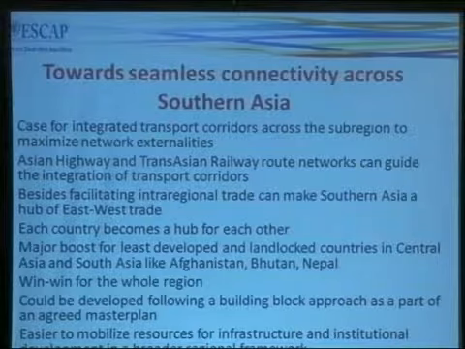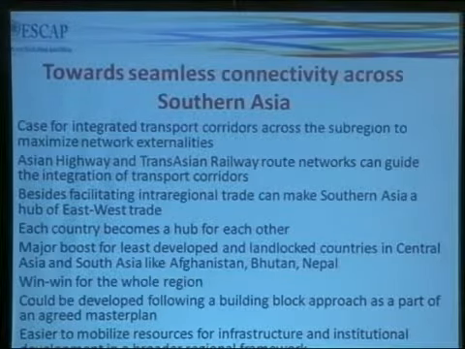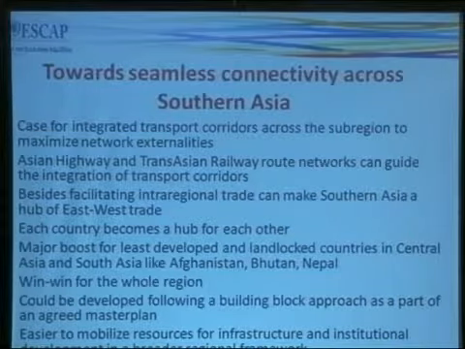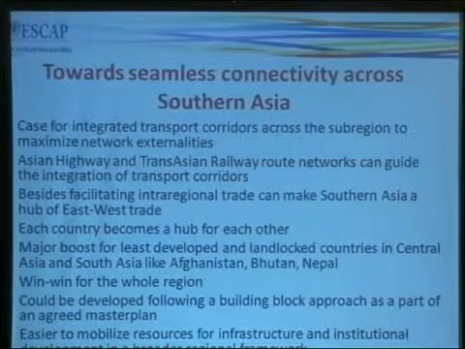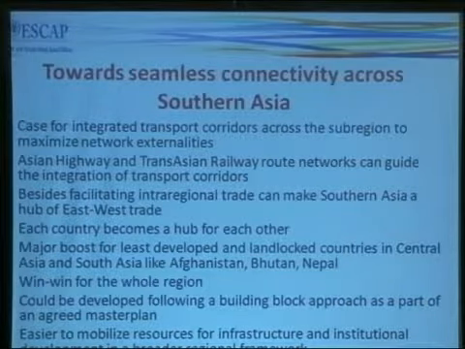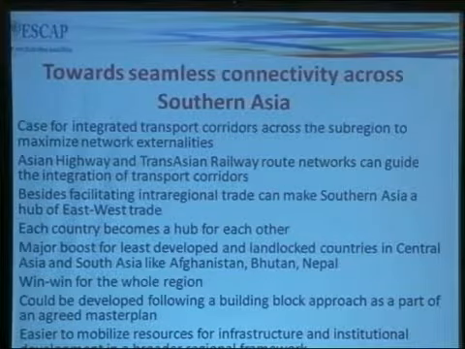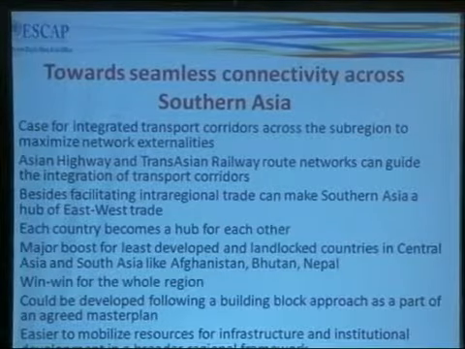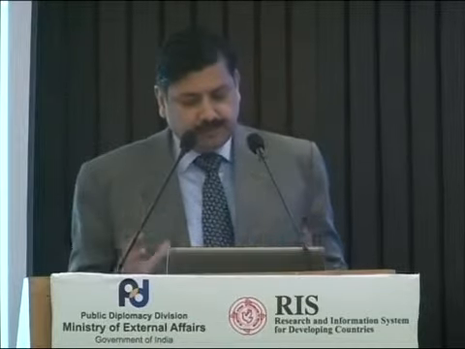Keeping all that in mind, I think there is a case in South Asia and beyond, Southern Asia I call it, for integrated transport corridors across the sub-region to maximize network externalities, and that is the kind of work the study which Dr. Rahmatullah led was trying to do, to develop some corridors which will extend across the region. ESCAP's Asian Highway and Trans-Asian Railway route maps provide very good guidance to connect the highways and railways of the region to get the extended corridors. Besides making inter-regional trade much more competitive, such corridors can make Southern Asia a hub of east-west trade as it used to be in the times of the Silk Route.